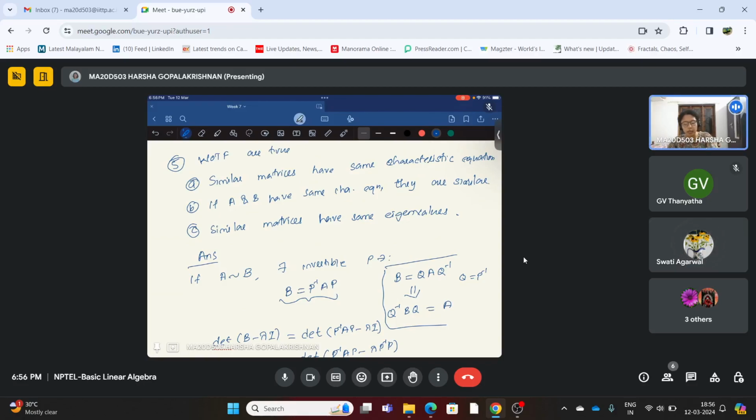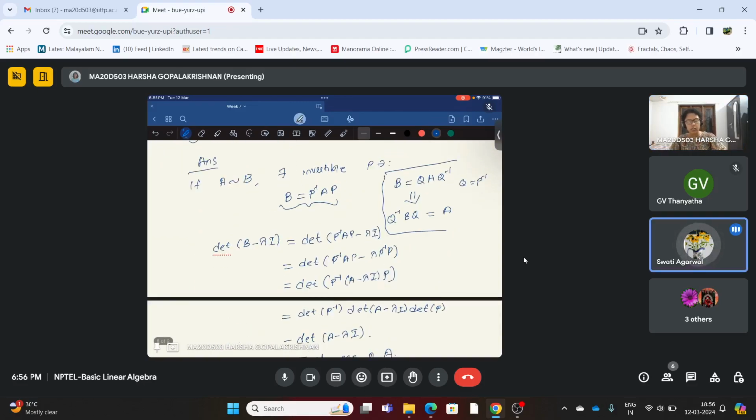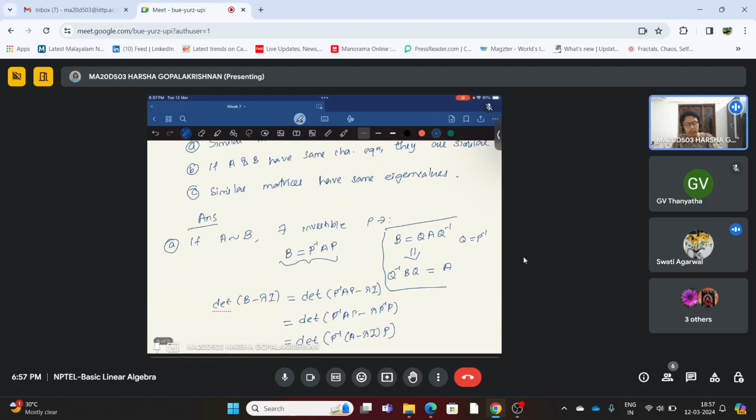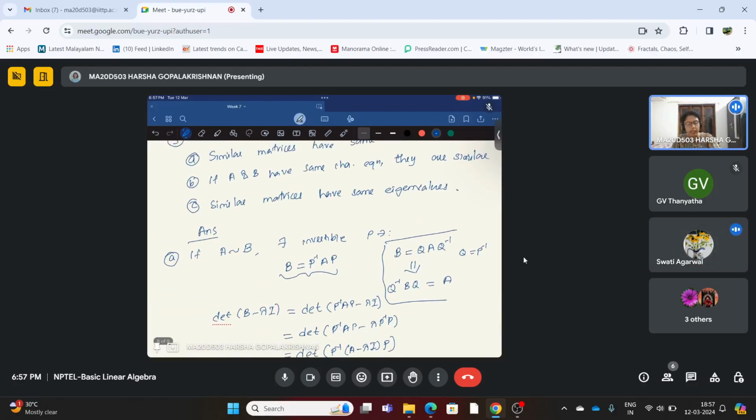The second option, B. What we have proved is that similar matrices have the same characteristic equation. Now we are saying that for two matrices with the same characteristic equation, the question is whether they are similar or not. So we have to reverse this. Okay, it is not true. Can you give a counter example? That means there can exist matrices with the same characteristic equation that are not similar.